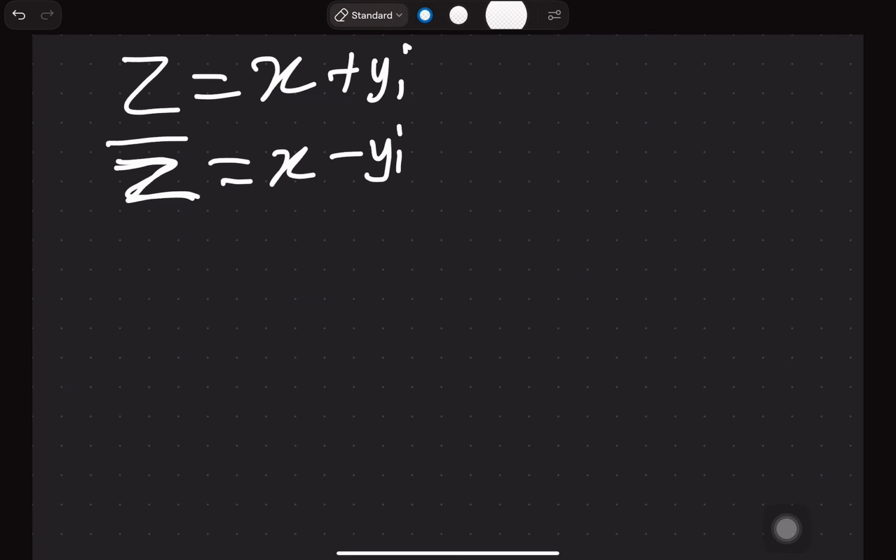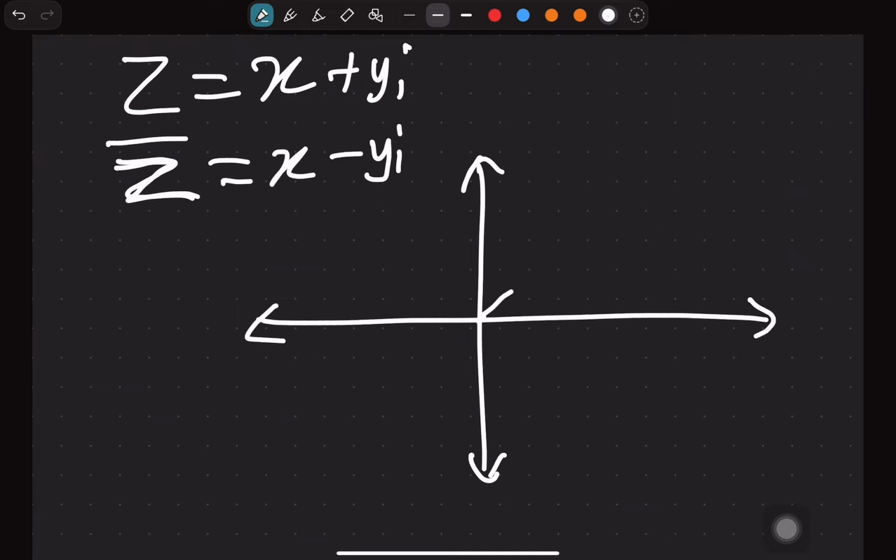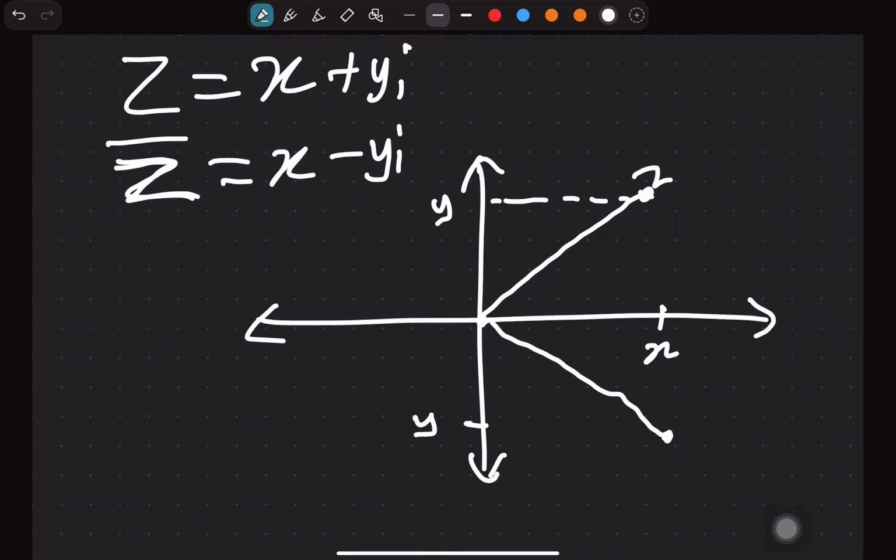And on the complex plane, when we want to represent a complex number and its conjugate, if I have z, then the conjugate is going to have the same x component, but this time the y component is negated, so it's going to look like this. So this is z bar, which is the conjugate.